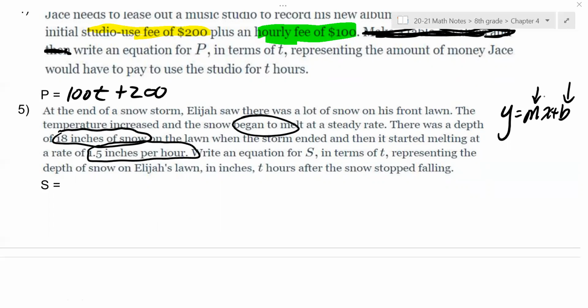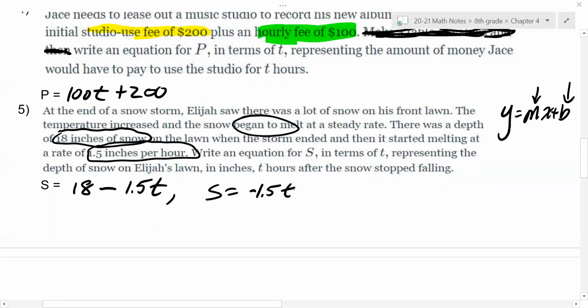So we had 18 inches of snow. It's reducing at 1.5 inches per hour. So that's one way you could write it. If we wanted to keep it closer to the slope intercept form for when we start to graph these, I could have a negative 1.5 t plus 18.